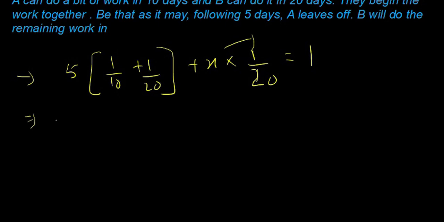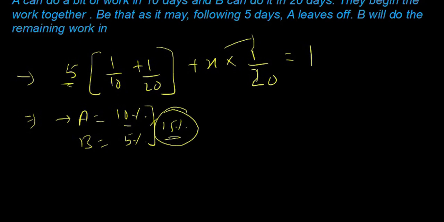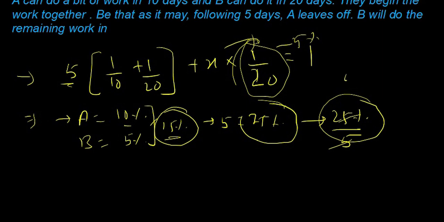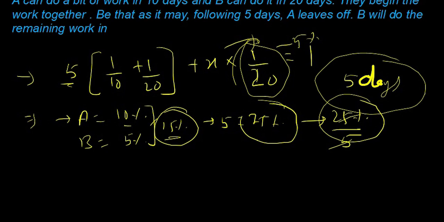You can do another thing as a percentage value. A, 1 upon 10, so 10%. B, 1 upon 20 is 5%, so total work done is 15%. They did it for 5 days, so 15 into 5 is 75% work done. So work remaining is what? 25%. 1 upon 20 is what? 5%. So 25% we need to do, and it is done by what? B. So how many days more are required to complete this? So it should be what? 5 days. Okay, let's come to the next problem.